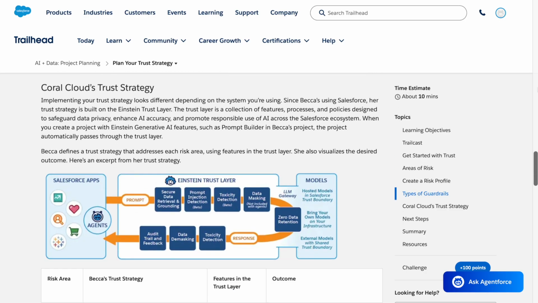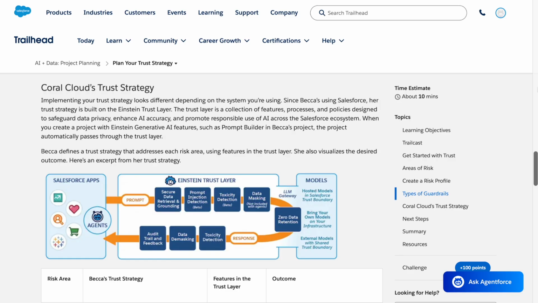Coral Cloud's trust strategy. Implementing your trust strategy looks different depending on the system you're using. Since Becca's using Salesforce, her trust strategy is built on the Einstein trust layer. The trust layer is a collection of features, processes, and policies designed to safeguard data privacy, enhance AI accuracy, and promote responsible use of AI across the Salesforce ecosystem. When you create a project with Einstein generative AI features, such as Prompt Builder in Becca's project, the project automatically passes through the trust layer.